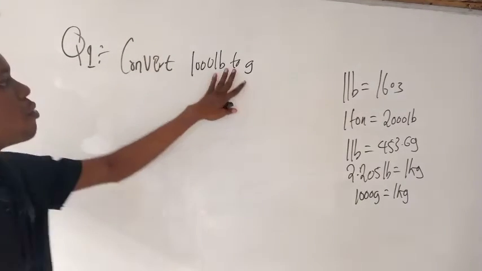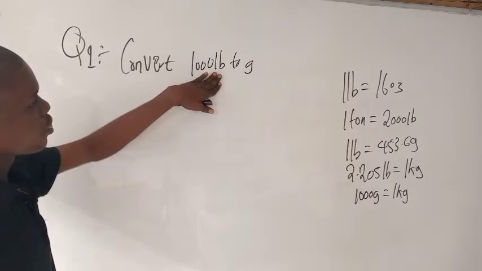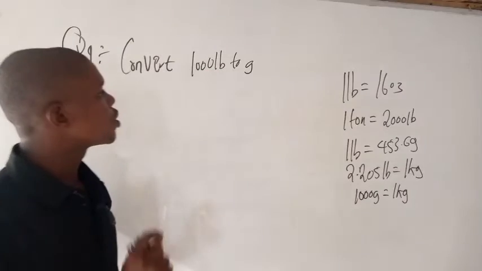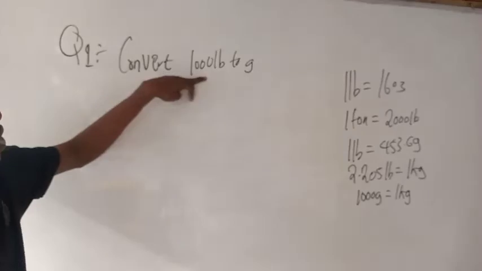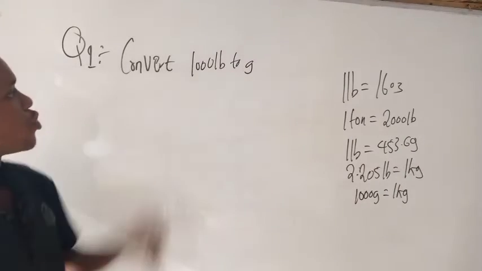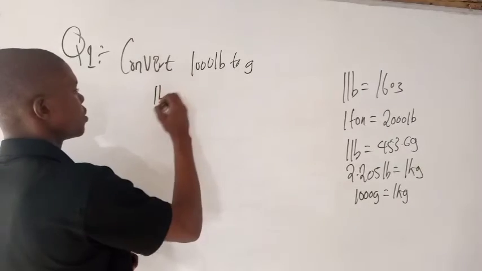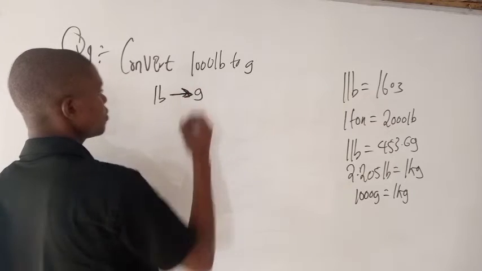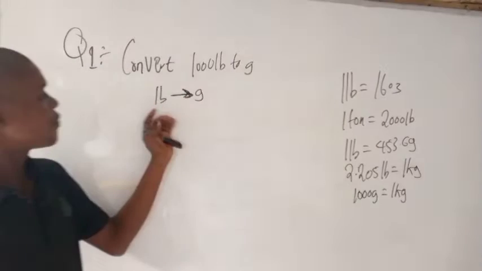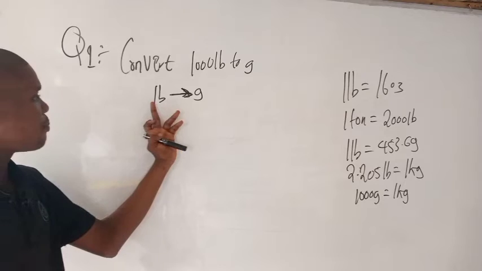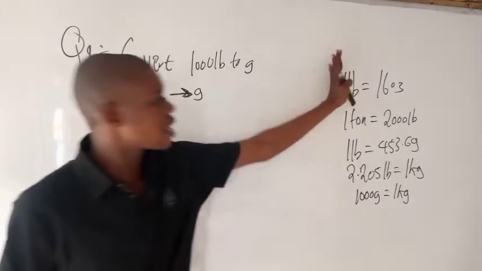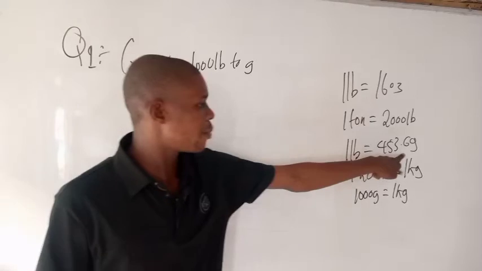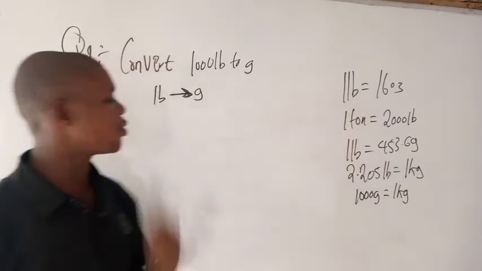How do you convert from pounds to gram? The first thing you want to know is to write the relationship between these two units. You are converting from pounds to gram. So what is the relationship between pounds and gram? Of course, 1 pound equals 453.6 gram. So you just have to write that.